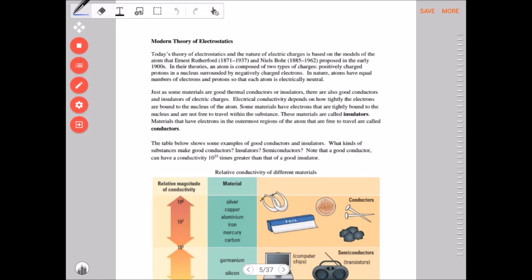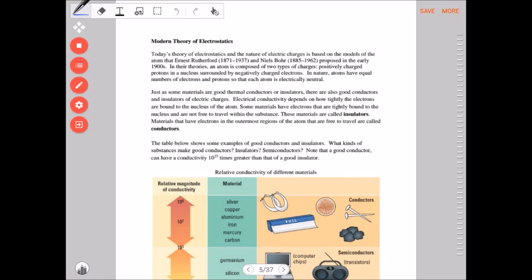Today's theories of electrostatics and the nature of electricity, or of electric charges, are based on the models of the atom that Ernest Rutherford and Niels Bohr proposed in the early 1900s. In their theories, an atom is composed of two types of charges: positively charged protons in the nucleus, surrounded by negatively charged electrons. You guys have seen this before in Science 10 and in chemistry. This isn't new. In nature, atoms have an equal number of electrons and protons, so that each atom is electrically neutral. Again, this is nothing crazy new.